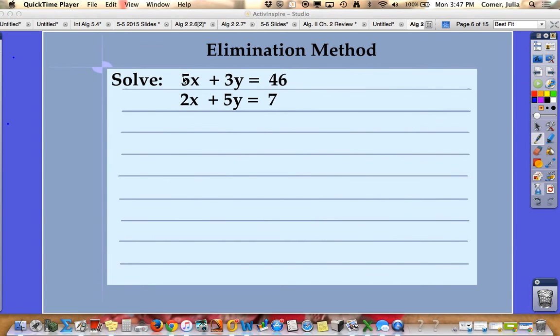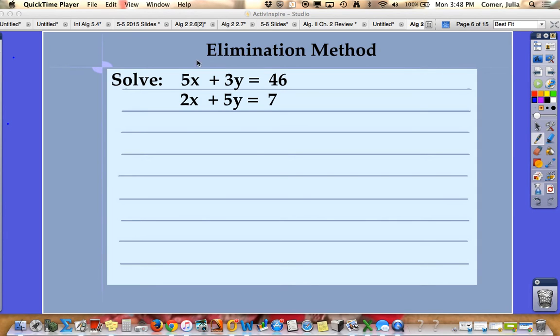Okay, we don't have two terms with opposite variables, so I'm thinking in my head, I want to multiply the 5x and 2x by something to get a negative 10x and a positive 10x, or I can look at the y's and get a negative 15y and a positive 15y. So I'm going to stick with the tens.